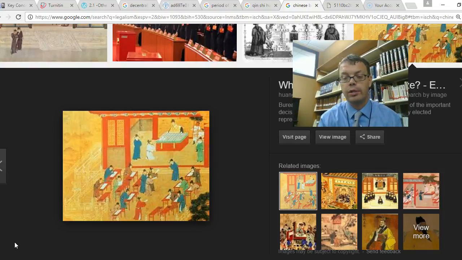Here we'll talk about the government. So basically, having different levels of people who have different jobs in the government. And it does start off in the Qin Dynasty, but bureaucracy really grows in the Han Dynasty. And bureaucracy pretty much means you want trained professionals handling the different kinds of jobs.